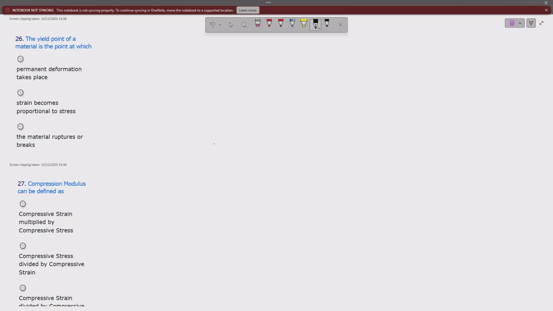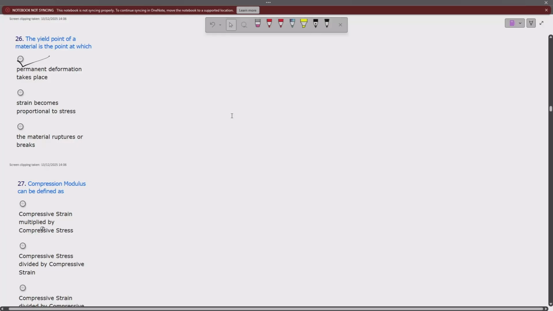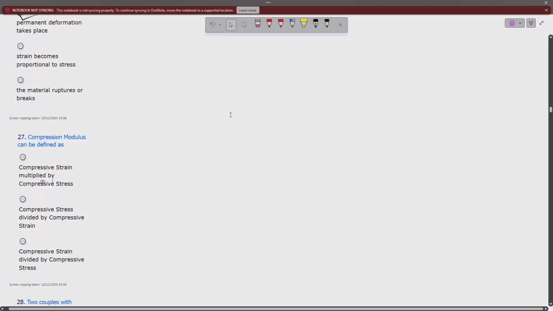The yield point of a material is the point at which permanent deformation takes place. Compressive modulus can be defined as compressive stress divided by compressive strain. That is the right answer.